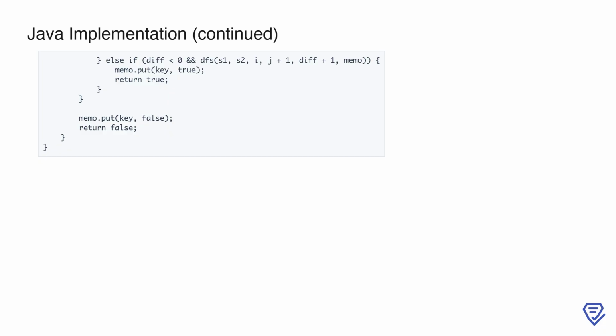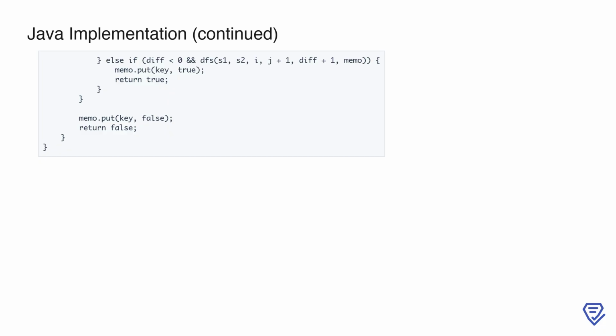If none of the cases lead to a valid solution, we store false in the memo map for the current state and return false. This ensures that redundant computations are avoided in future recursive calls. With this, the DFS method systematically explores all possibilities using backtracking and memoization, making the solution both efficient and exhaustive. The possiblyEquals method ties everything together by initiating the recursion and returning the final result.